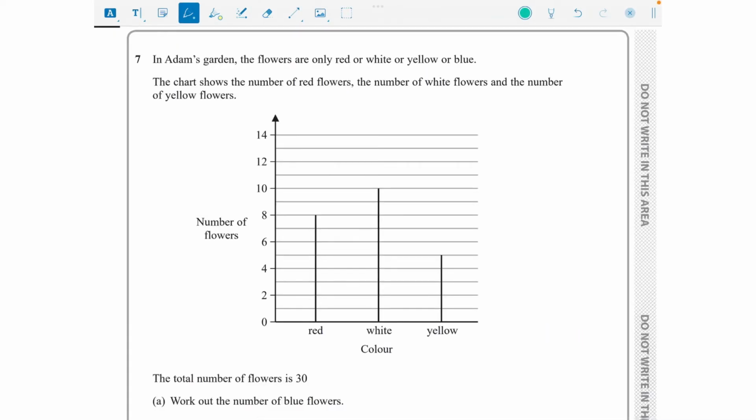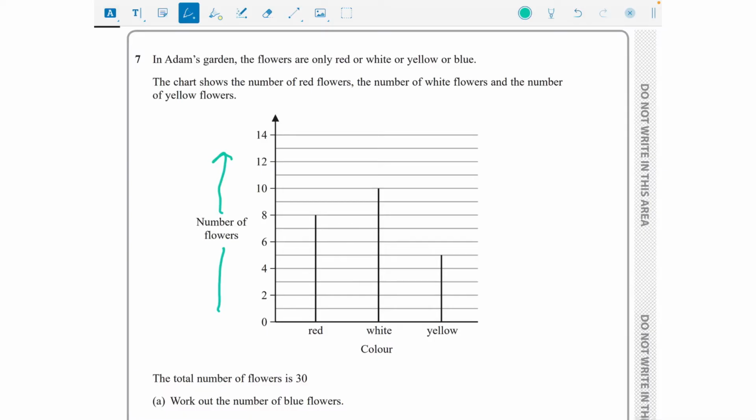In Adam's garden, the flowers are only red or white or yellow or blue. The chart shows the number of red flowers, the number of white flowers, and the number of yellow flowers. So we've got the number of flowers up the side here on our y-axis, and we've got the different colours along the x-axis. So the total number of flowers is 30. Work out the number of blue flowers.